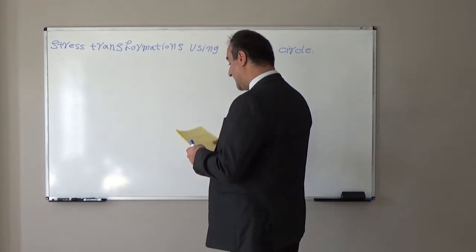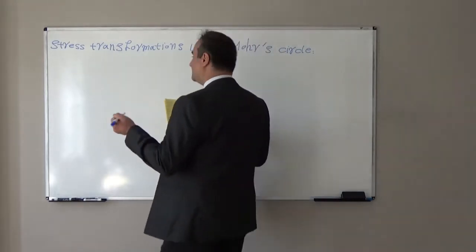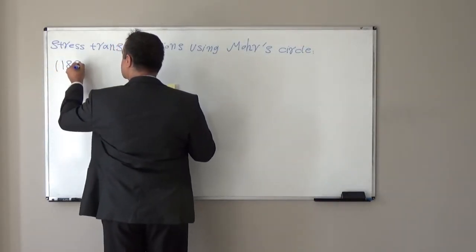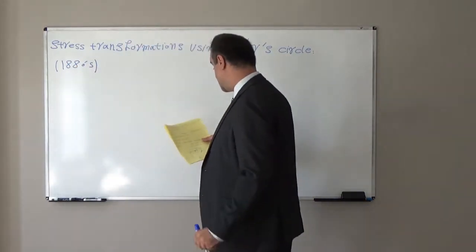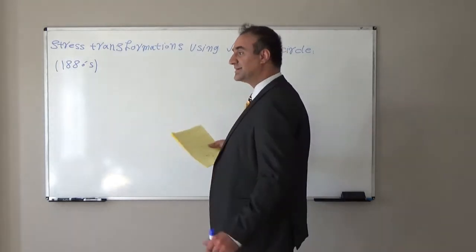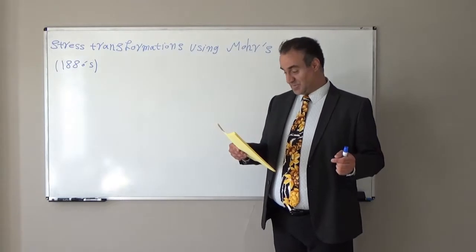Otto Mohr invented that around the 1880s. He developed it around this date. He was a German civil engineer, and he came up with a two-dimensional graphical representation of stress transformation.